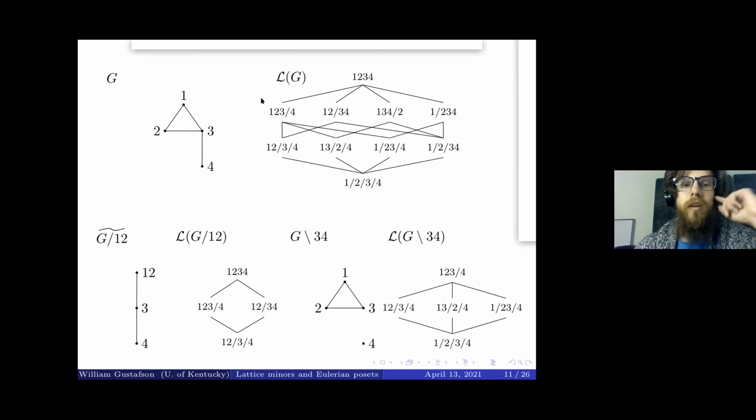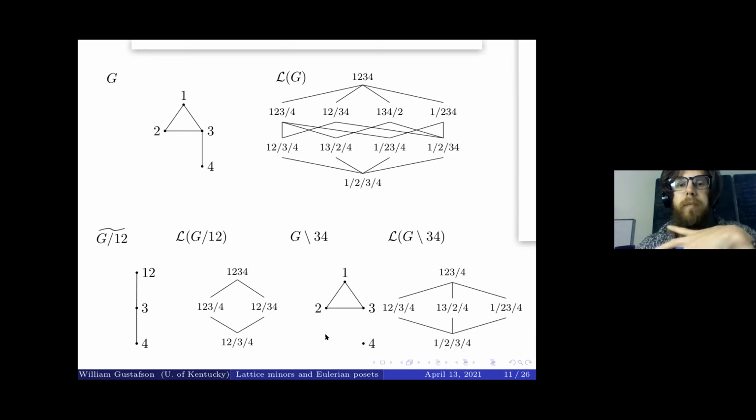All right, and then down in the bottom left, this is the simplification of the graph we get after contracting the edge 1 to 2. And this is the associated lattice of flats. You can see it's a contraction by this atom here. And over here, this is deletion by 3, 4 of the graph, and then the lattice of flats. And you can see it's the deletion of this atom in the lattice for the original graph.